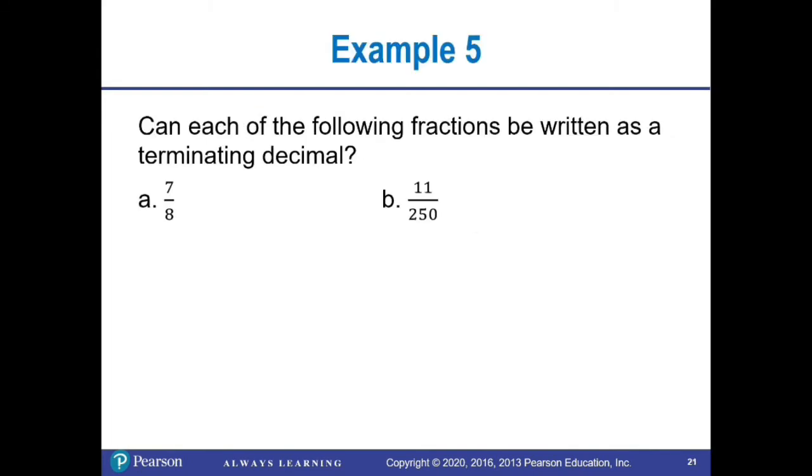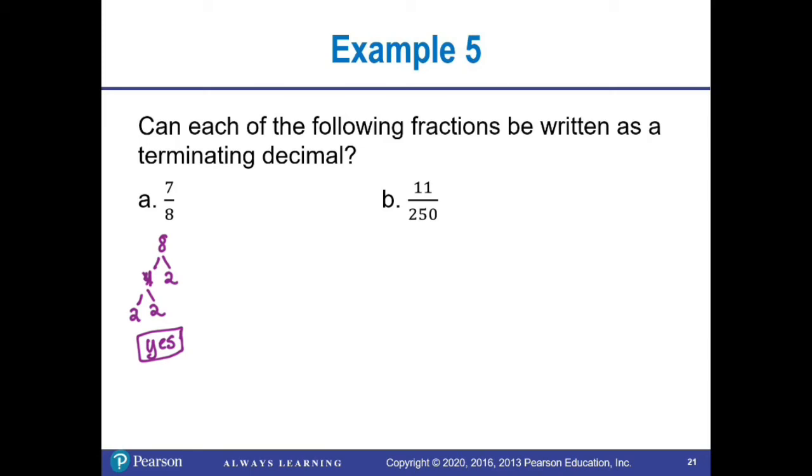So let's decide if our fractions can be written as a terminating decimal. We have 7 over 8. I want to focus on that denominator. Do I have just 2's and 5's in the prime factorization of 8? Well, 8 is 4 times 2. 4 is 2 times 2. Do I have 2's or 5's and nothing else? Yes. And so yes, 7/8 can be written as a terminating decimal.